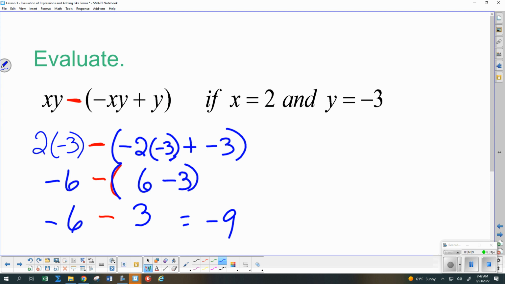Does that make sense? And to me, that's a little bit easier than trying to say it's a negative 6 plus a minus 6 and a plus 3. If you can simplify everything that's in the parentheses, do just that part.